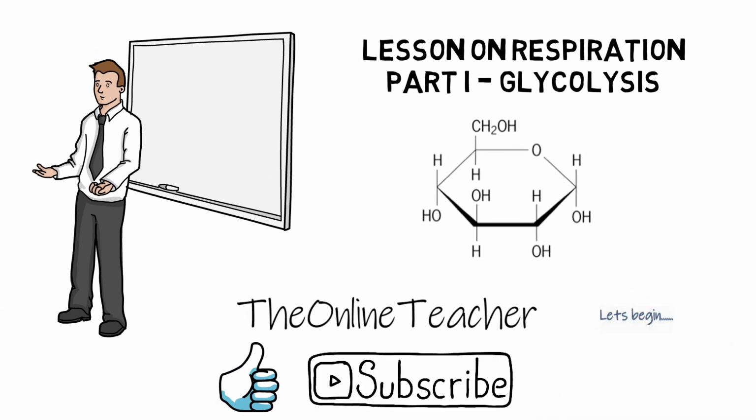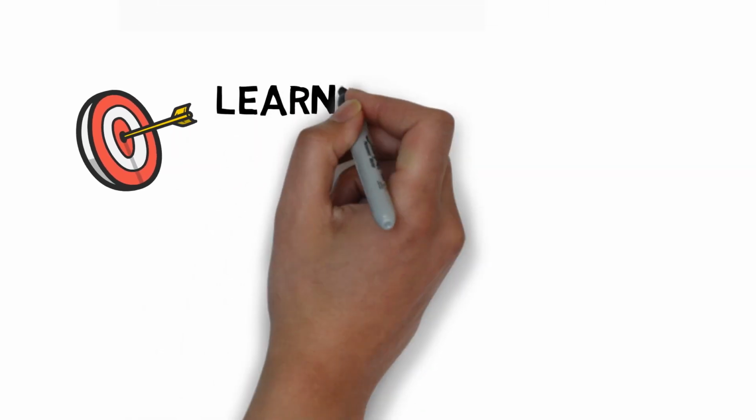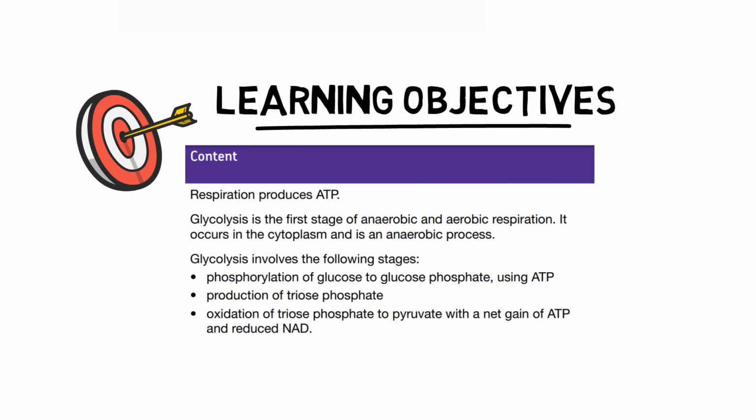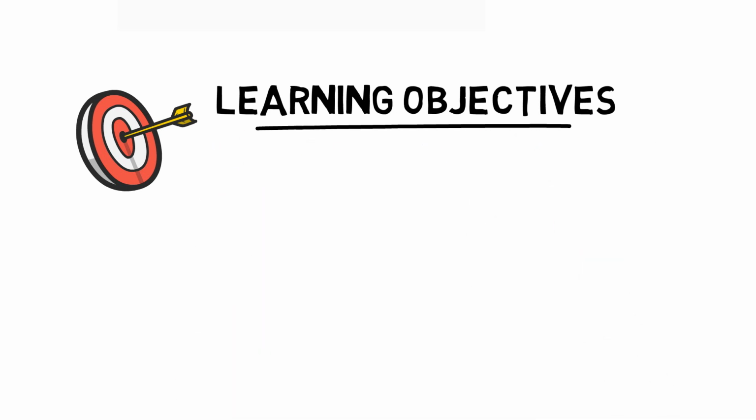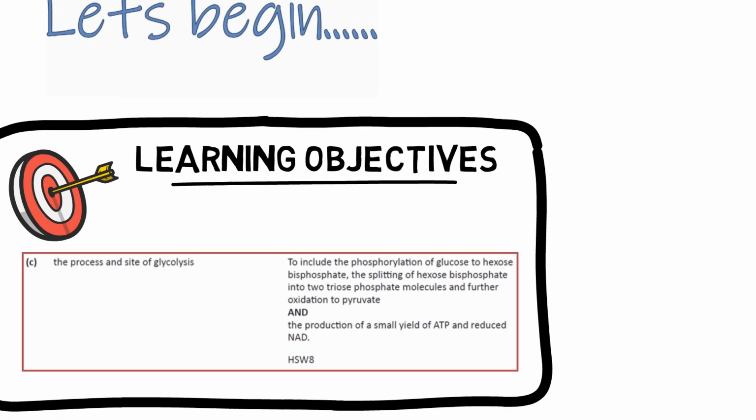The first thing we need to do is identify what our learning objectives are. You should always refer back to your spec points. In this video, we're going to be looking at the AQA spec, which is this, and the OCR specification, which is on your video right now. So please do pause the video and have a read of your spec points.